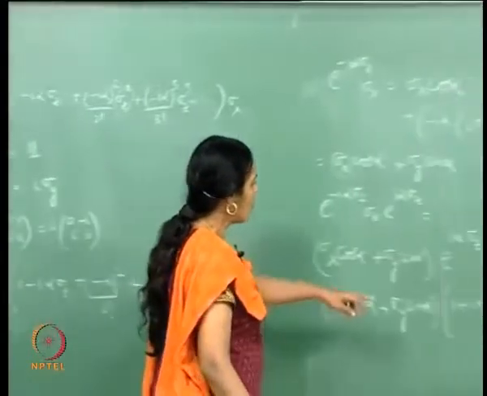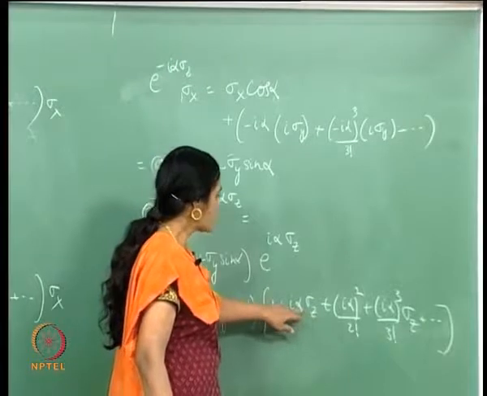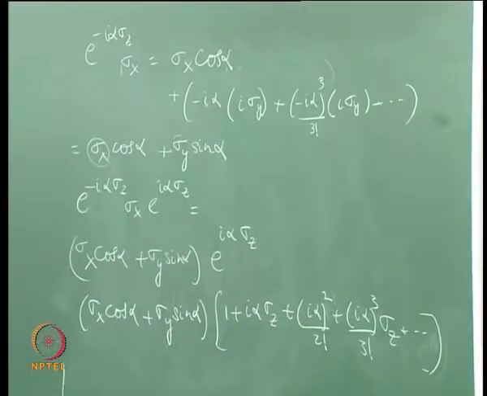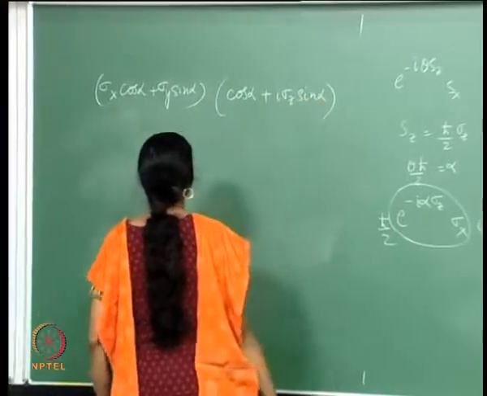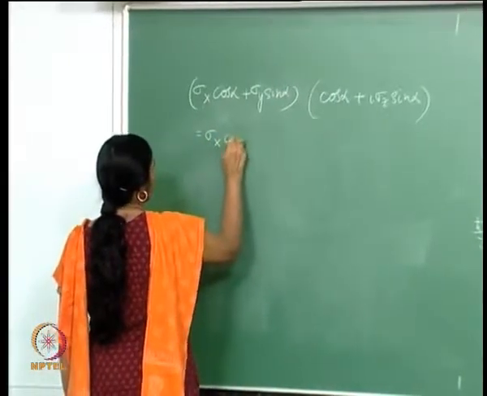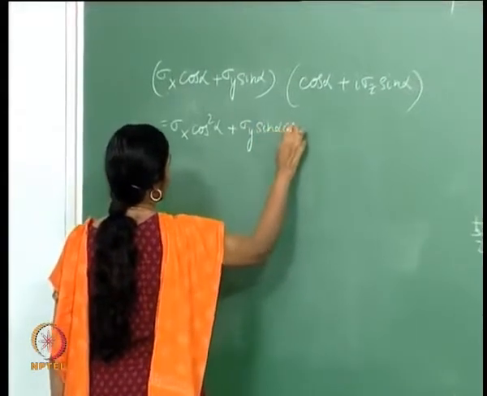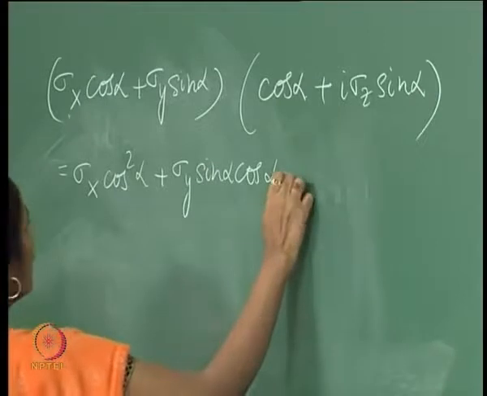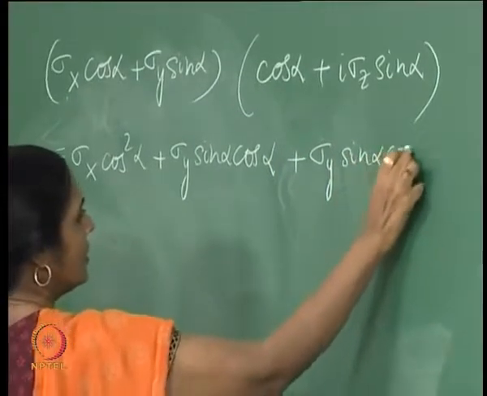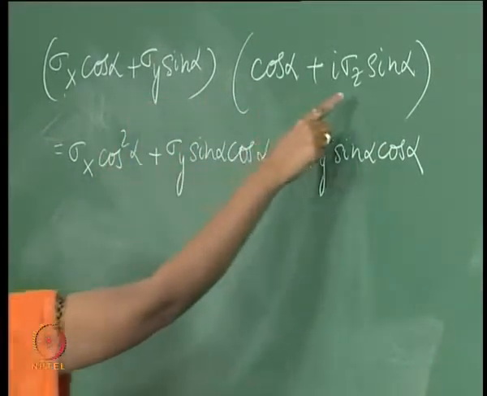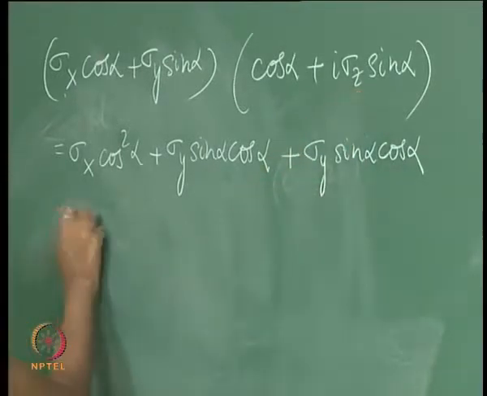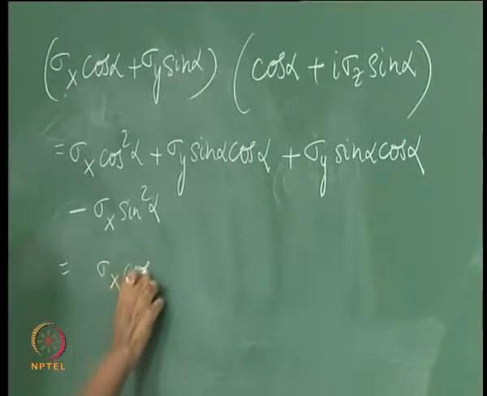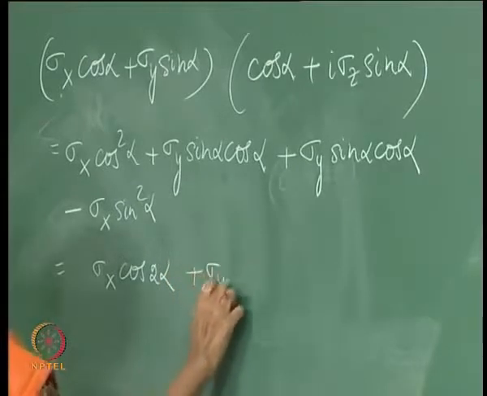And then the rest of the terms would multiply sigma z, and if I pull out an i sigma z, I just have alpha, and then alpha cubed by 3 factorial and so on, which is i sigma z sin alpha. So basically this is sigma x cos squared alpha plus sigma y sin alpha cos alpha. I have a sigma x sigma z, and that is a minus i sigma y. So that just gives me a sigma y sin alpha cos alpha, and then I have a sigma y sigma z, which is i sigma x, but that is an i out there. So that is a minus sigma x. Which is simply sigma x cos 2 alpha plus sigma y sin 2 alpha.